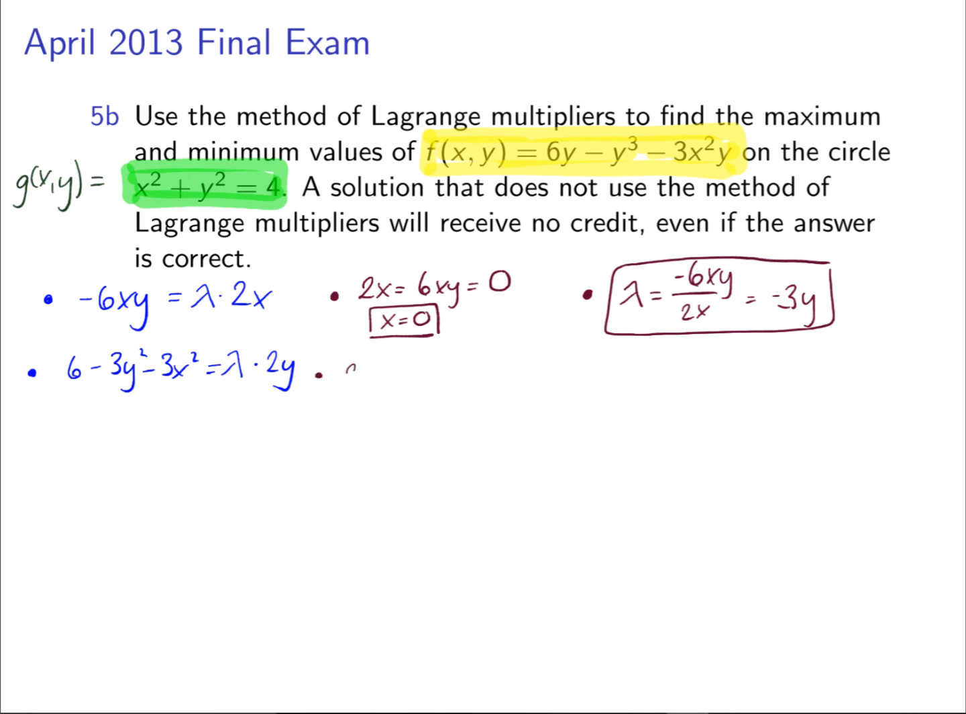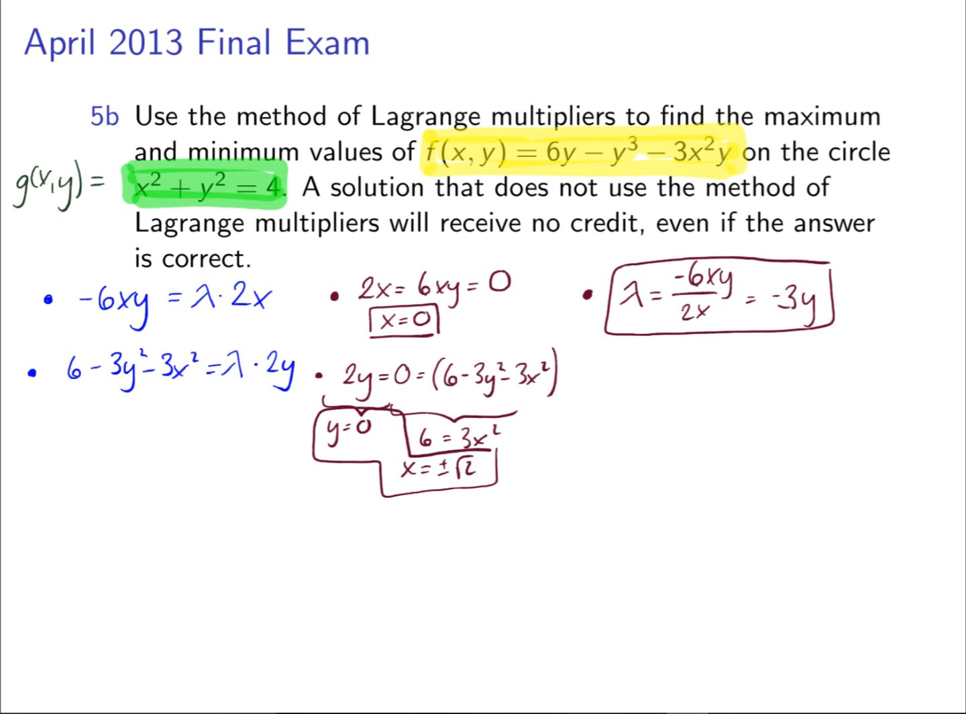For the second equation, it could be the case that 2y is equal to 0. If that's the case, then in order for this to be true, I also need the left-hand side to be equal to 0. So 6 minus 3y squared minus 3x squared would have to be 0 as well. This first part of the equation tells me y is equal to 0. Coupling that with the second part of the equation tells me that 6 is equal to 3x squared. So x is plus or minus root 2. That's one way to make the second equation true. If 2y is not equal to 0, we can divide by it.